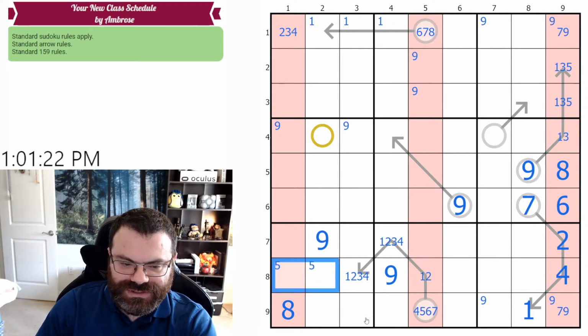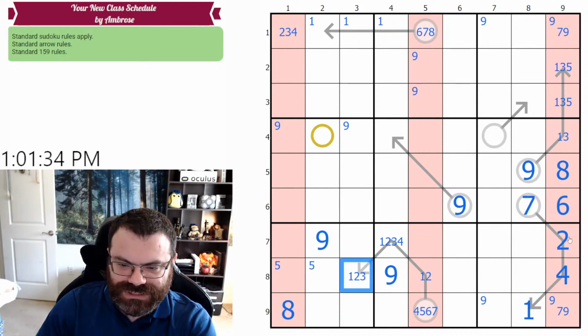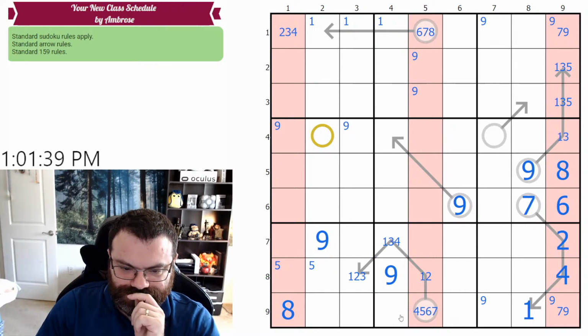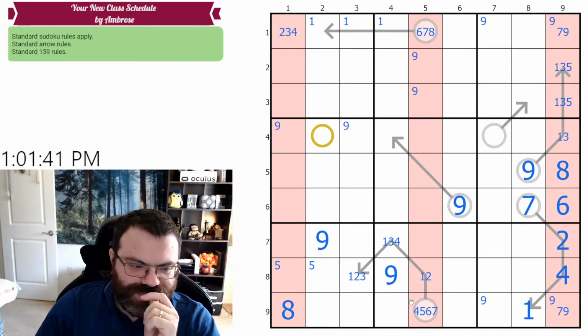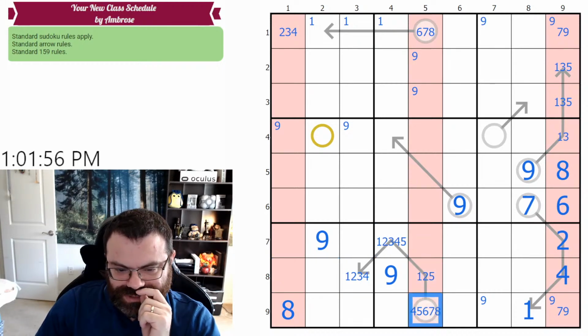So there's a 5 over here. But, okay, that's fine. This is not a 4, it sees 1. This is not a 2. How do I put 2 1s on this arrow? Like this? All right.